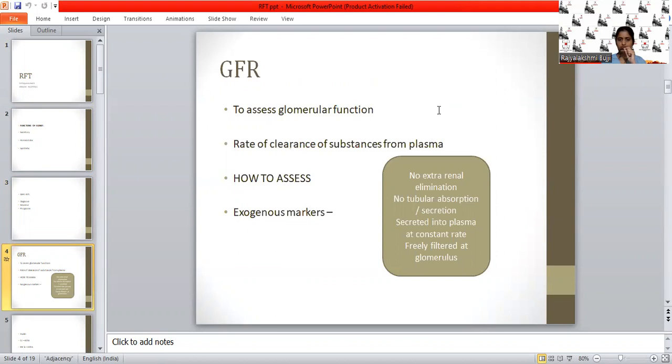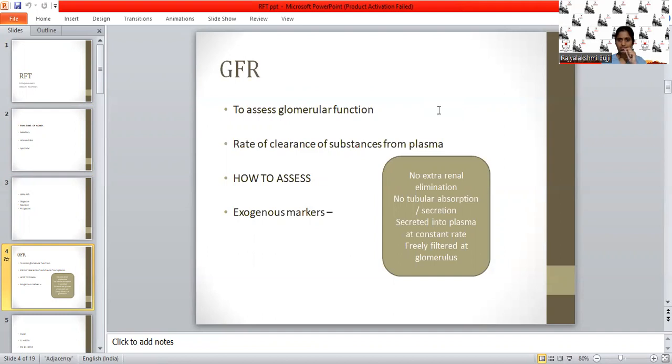GFR, glomerular filtration rate, is one of the most important tests to assess the function of the glomerulus. What is GFR? It is the rate of clearance of substances from the plasma. How to assess GFR? We can depend upon exogenous markers or endogenous markers. But the exogenous markers have to meet the following criteria before they enter into the practice.